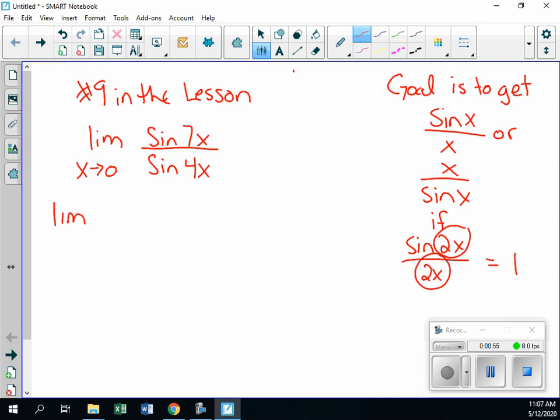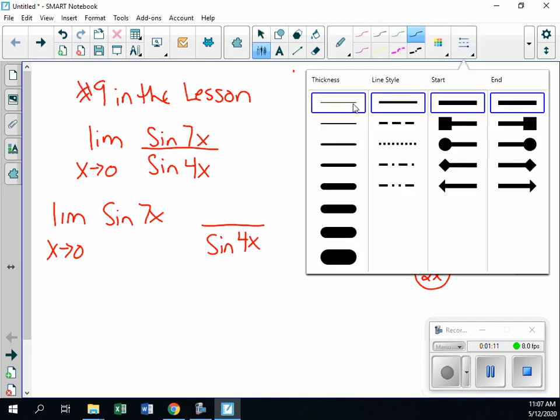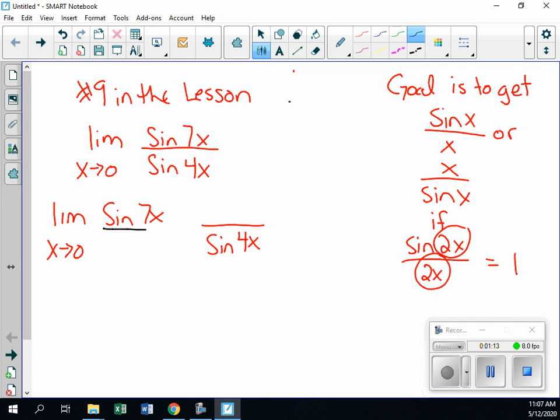So I'm going to split this up as the limit as x approaches 0 of sine of 7x, and then over here, I'm going to put sine of 4x. Now, I need to add some stuff to balance this expression out. So I know that I want to put a 7x here on the bottom, but I can't just magically add 7x to the expression. Add it on the bottom and on the top. So now I know that this 7x and this 7x actually cancel each other out.